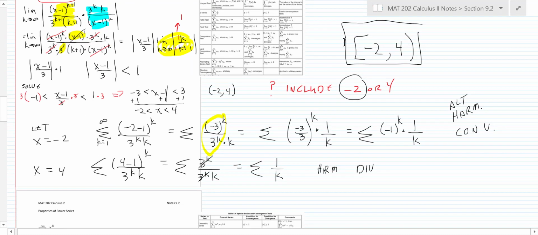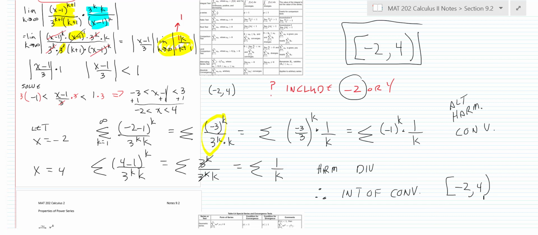Sometimes you'll end up including one or both. It all depends. You don't know until you work out the details. So the conclusion would be your interval of convergence, which is bracket -2, 4. What that means is this power series is going to converge on that interval. If you plug -2 into the original series, it will converge. If you plug in 4, it will not converge, but anything between -2 and 4 will cause it to converge.